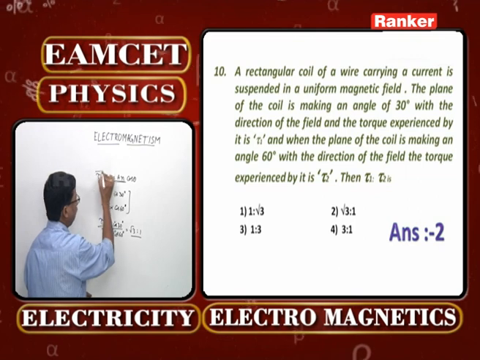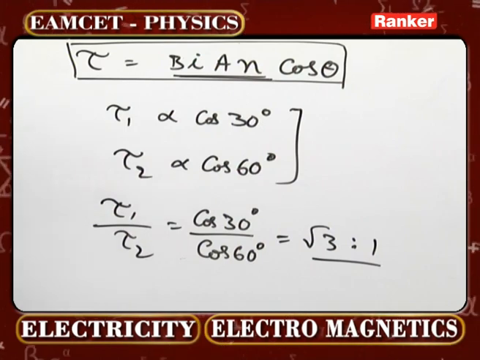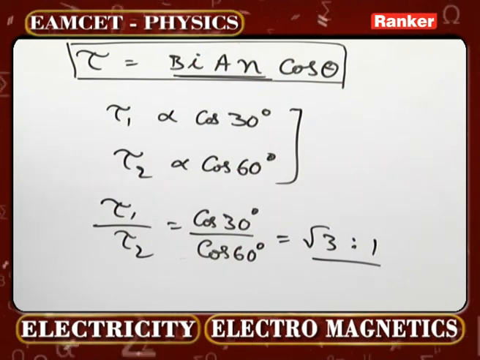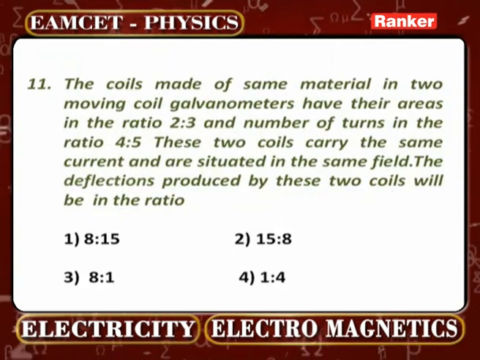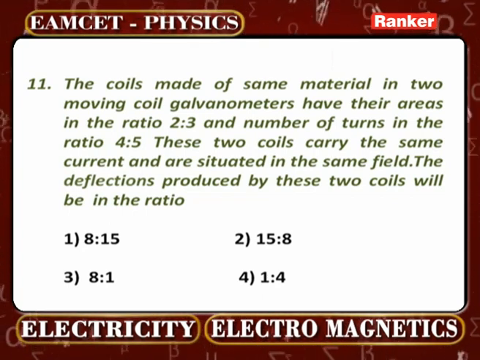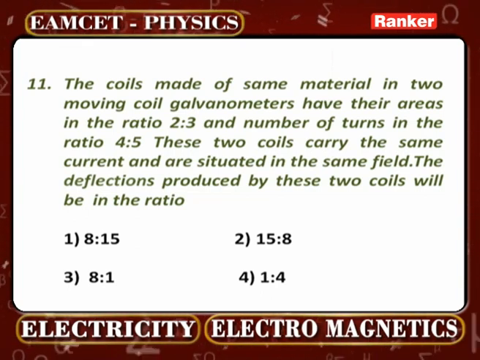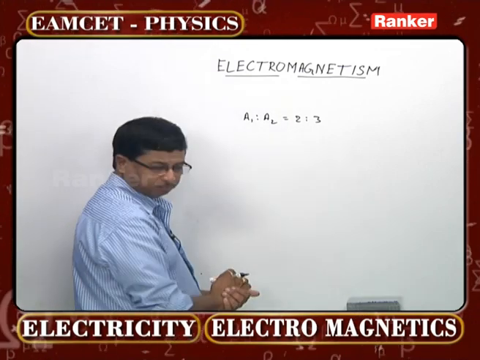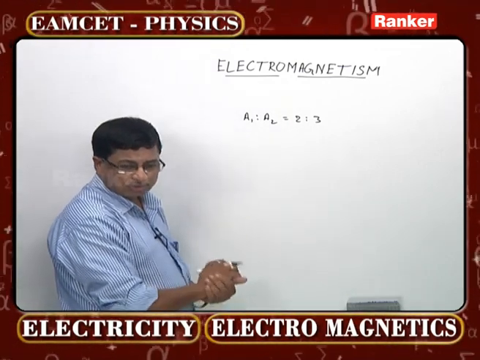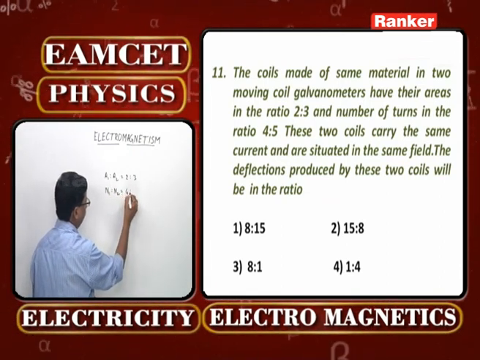But remember this formula thoroughly for the torque that is acting on a coil suspended in a magnetic field and carrying some amount of current through that. That is the point. Look at the next one, problem number 11. The coils made up of same material in 2 moving coil galvanometers have their areas in the ratio 2:3. Simply he is giving us few ratios there. Areas are in the ratio 2:3. That is mentioned first. What next? And number of turns in the ratio 4:5. N1:N2. That of course is given 4:5.